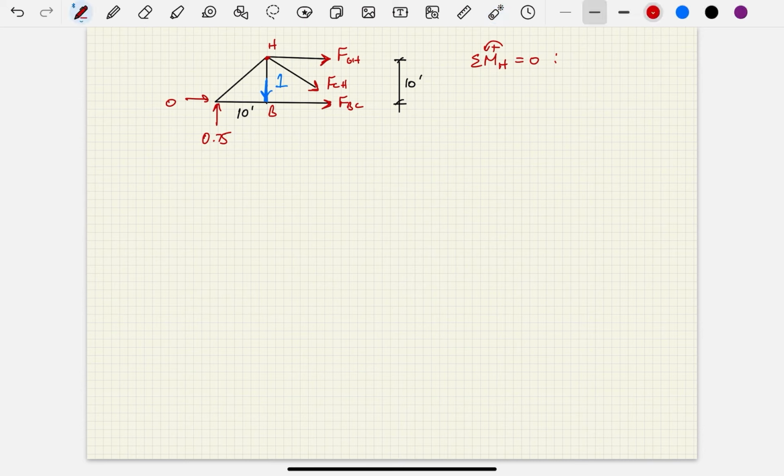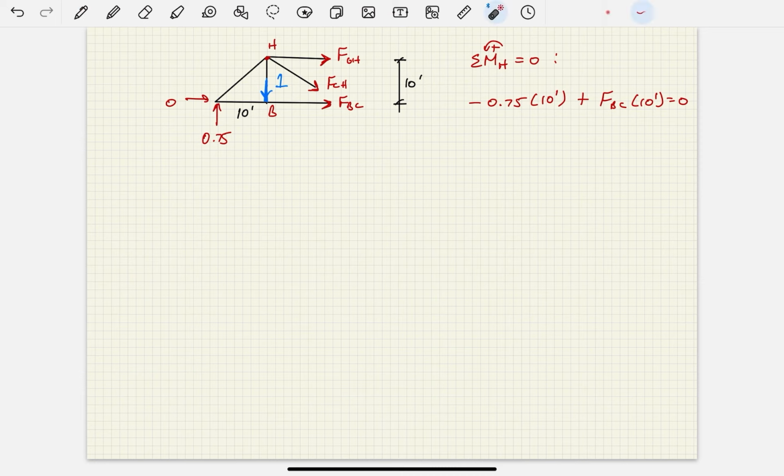And so by doing that, I'm going to say, negative 0.75 times 10 feet. Okay, so that's this 0.75 times 10 feet to take a moment about H. And then I'm going to have plus FBC times 10 feet equals 0. And that's all I'm going to have.